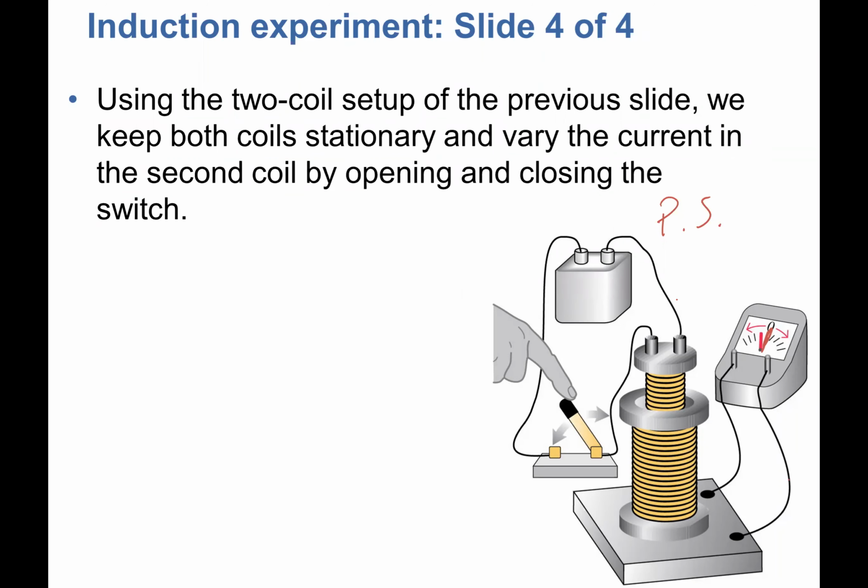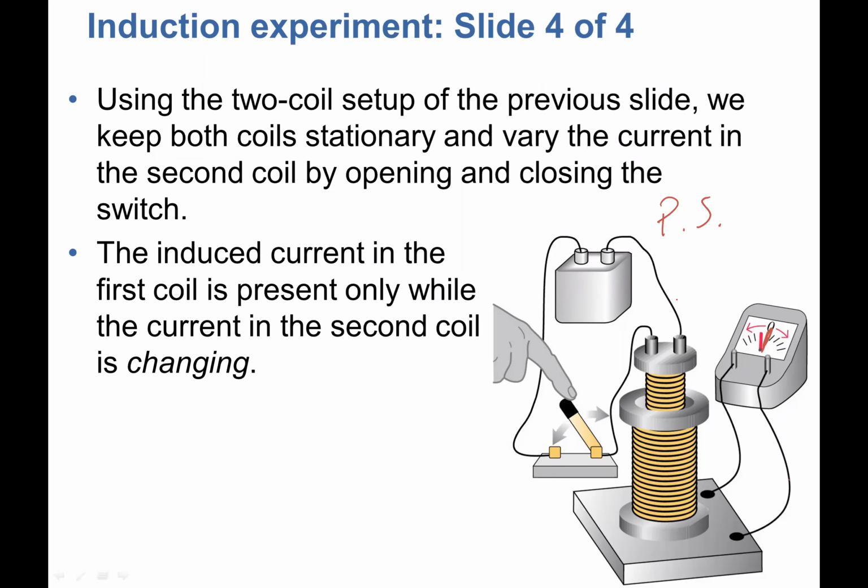Again, that means you are looking at a change in the magnetic field. So what we get is this: the induced current in the first coil is present only while the current in the second coil is changing. Again, when is it changing? When you just close the switch, it goes from no current to the maximum current. During that short period of time, there is an induced current. After that, the current becomes steady, so the induced current goes to zero.